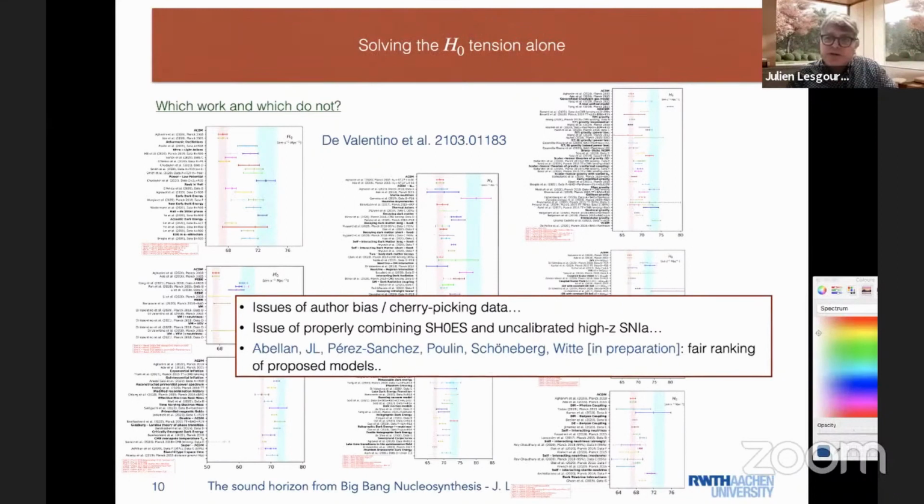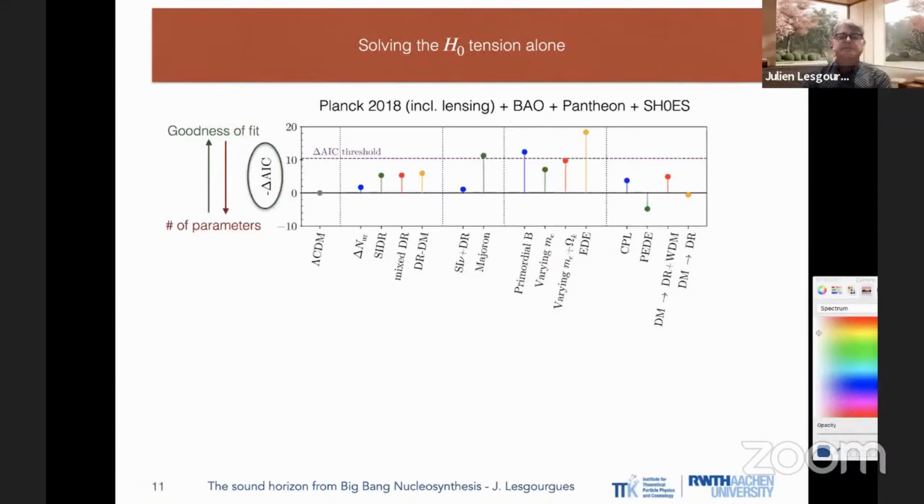So this motivated us, with a group of people from Montpellier and Amsterdam and Aachen, to look not at the 100 models, but just to select some typical models out of these, and to do a fair ranking on these models by doing our own analysis in a blind and unbiased way using the same data and the same statistical tests each time. And I'm going to show you the results.